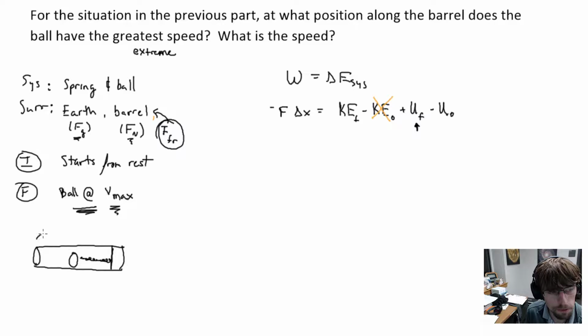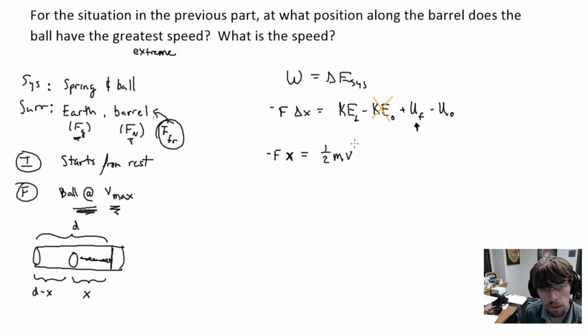So let's do this. Here's the spring gun again, and keep in mind this barrel is a length d, and I will call the distance that the ball has traveled x. And so the distance that the spring is away from equilibrium is d minus x. Okay? Let's go ahead and substitute in the rest of our definitions. We have negative f, and our displacement per my diagram is x. This equals 1/2 m v squared plus 1/2 k (d minus x) squared minus my initial potential energy, 1/2 k d squared.